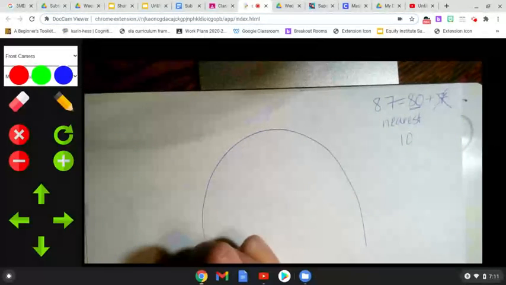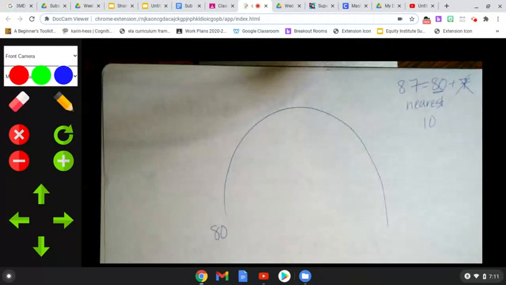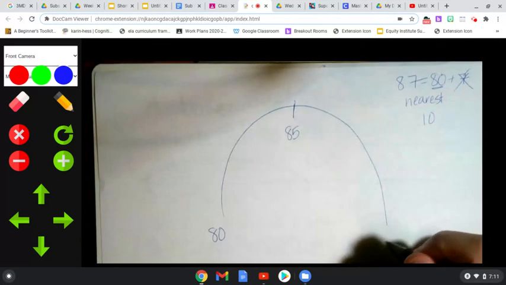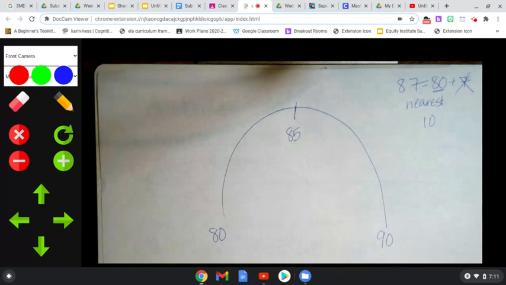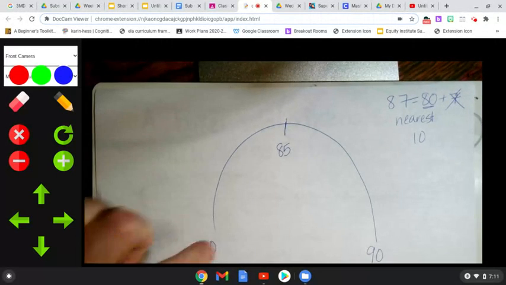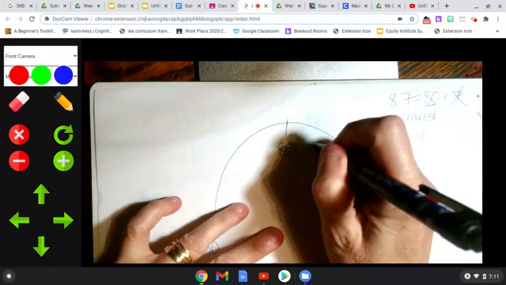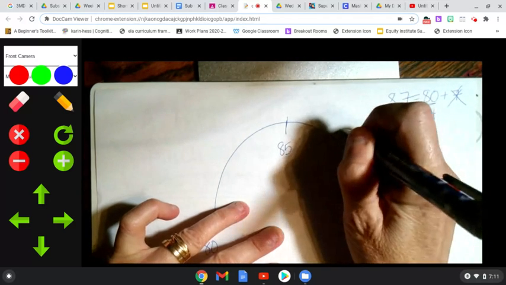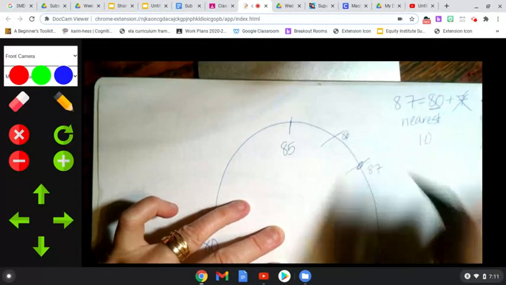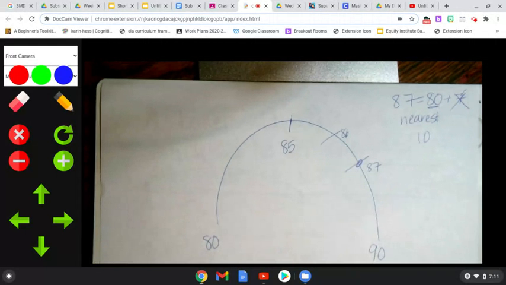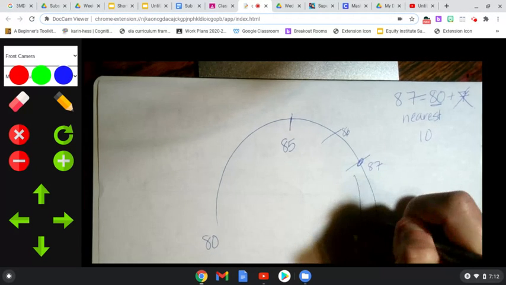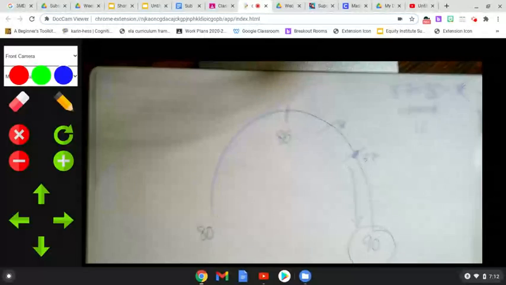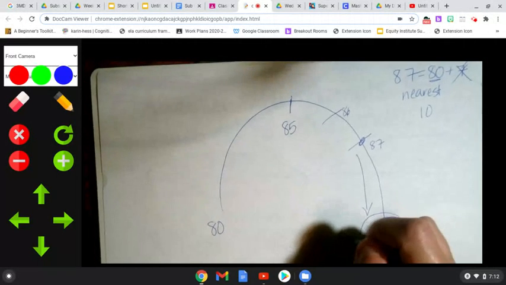So I have 80. Now I'm going to count like 5s. 80, 85, and then what? 90. Okay, so if I'm counting, I see 85, then I count 86, 87. Now I'm going to put an 86 here and then 87. And I can see on my mountain, I'm going to round up, and the answer is going to be what? 90. So that's A. A is 90.